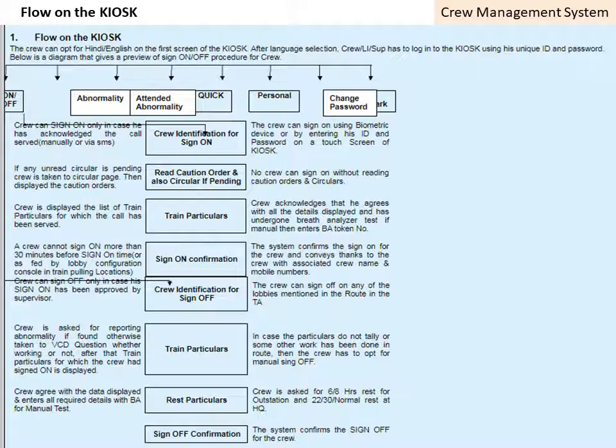After signing in, he has to read the circulars. When circulars are pending, he has to acknowledge them, otherwise the signing on will not be done. He must read all the circulars, then it goes to the next step. In train particulars, he has to feed the loco number and train number, everything will be fed. Before signing on approval, identification, breath analyzer and eye capturing have to be done before signing on confirmation. After that he goes to signing on.